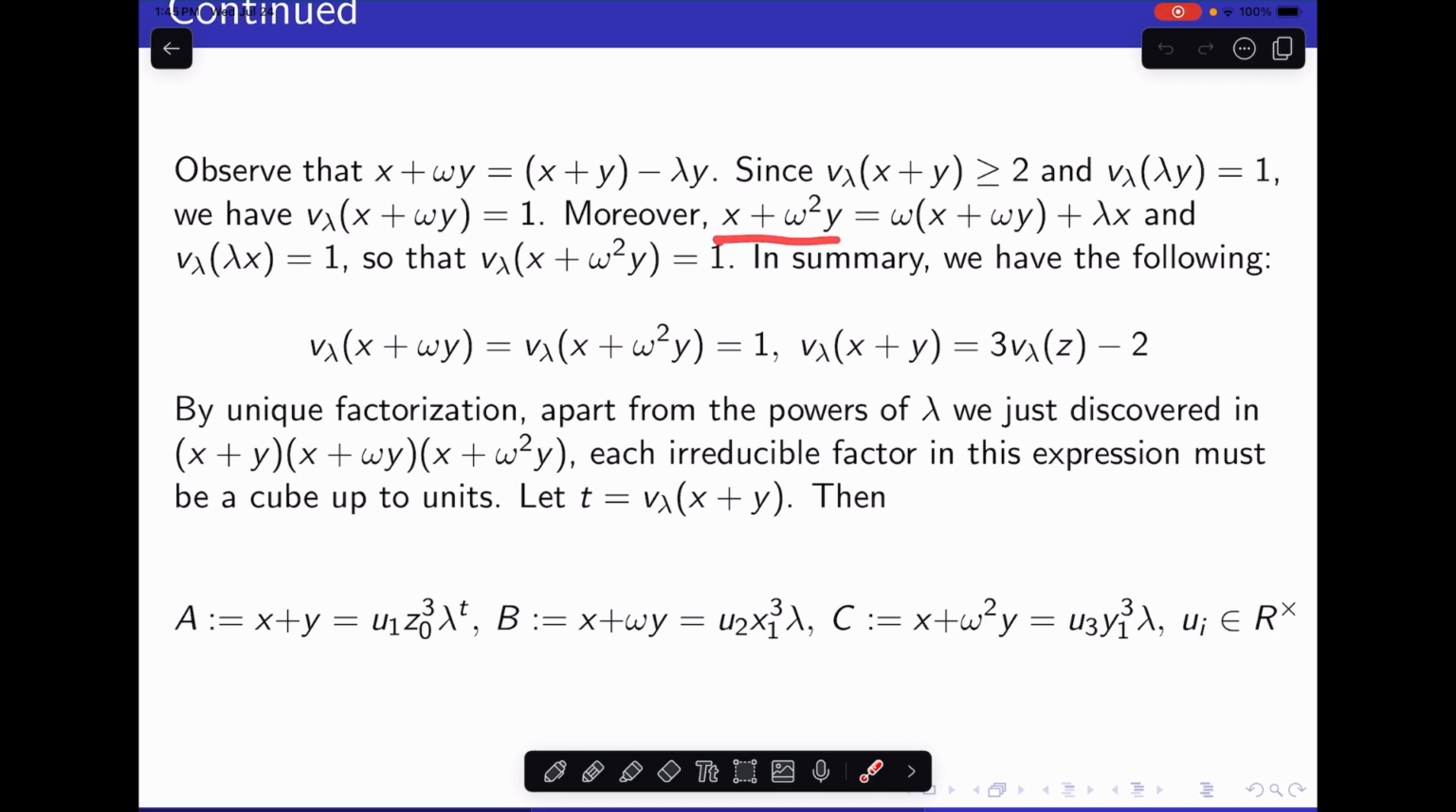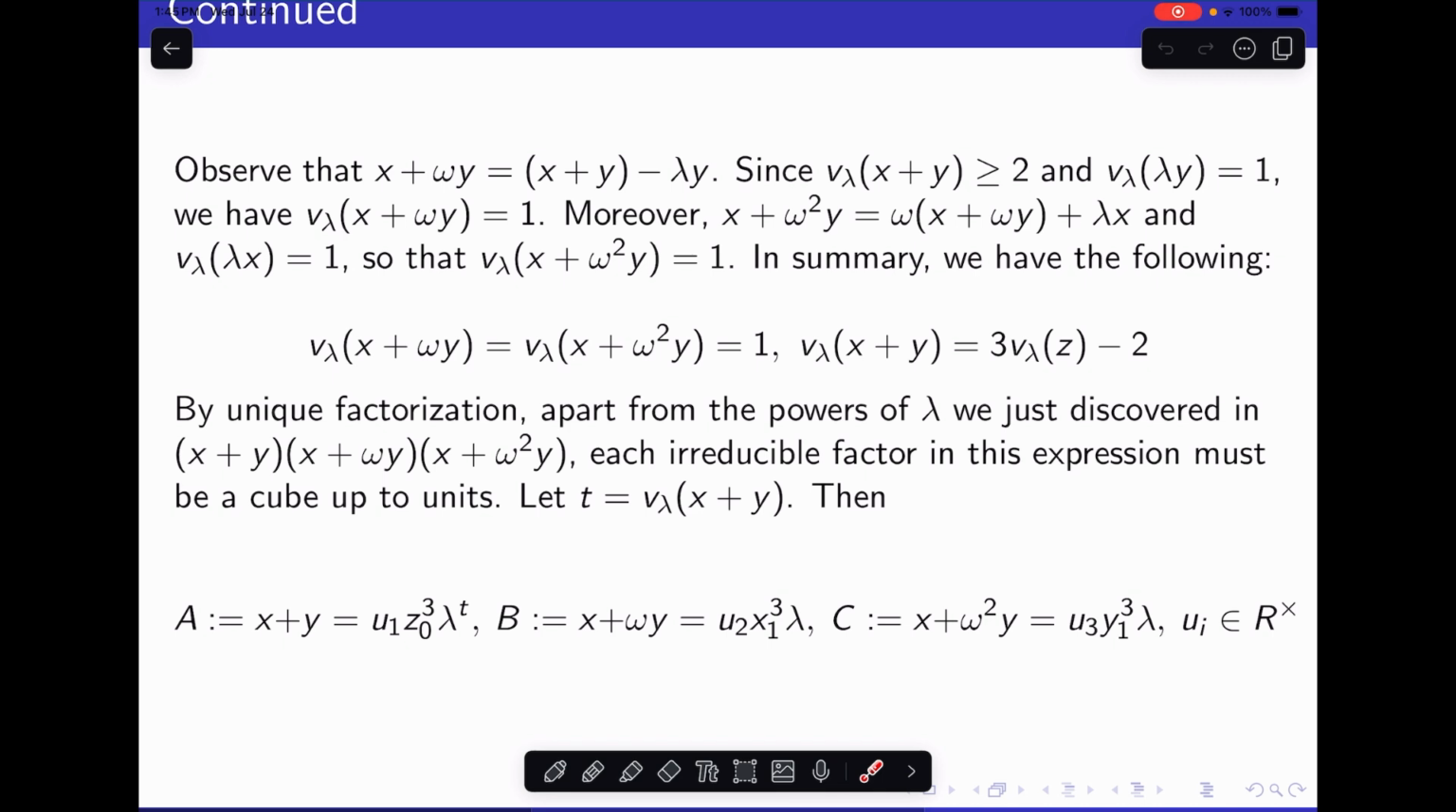What about the third term? The third term is x plus omega squared y. That can be written as omega times x plus omega y plus lambda x. This term has lambda-adic valuation 1, okay? And this term has lambda-adic valuation 1 because we just showed that it did, okay? So this term has to have lambda-adic valuation 1 as well.